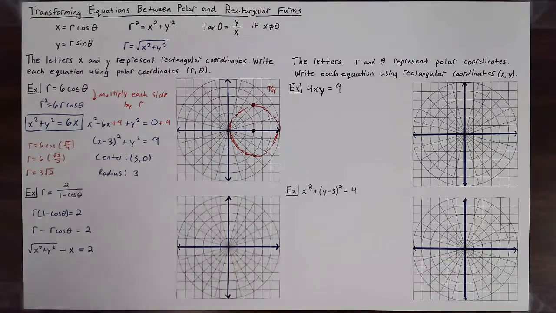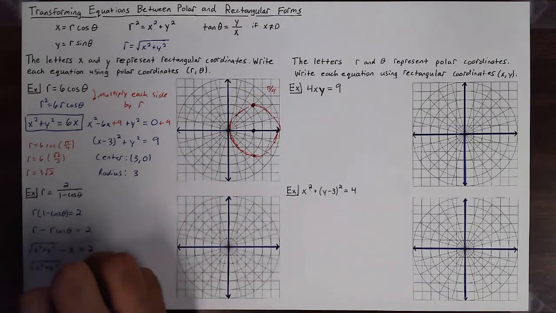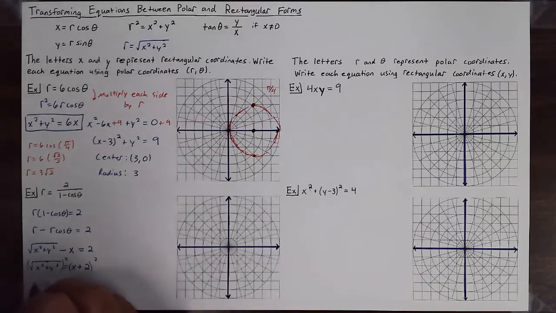Now, you usually don't want to keep that square root in there if you can. So I'm going to add x to the right side to get x plus 2 on the right, and then I'll just square each side of this equation to get rid of the square root, giving me x squared plus y squared is equal to x squared plus 4x plus 4. And then I see here I can subtract x squared from each side, giving me y squared is equal to 4x plus 4. This is a much better looking equation than up here.